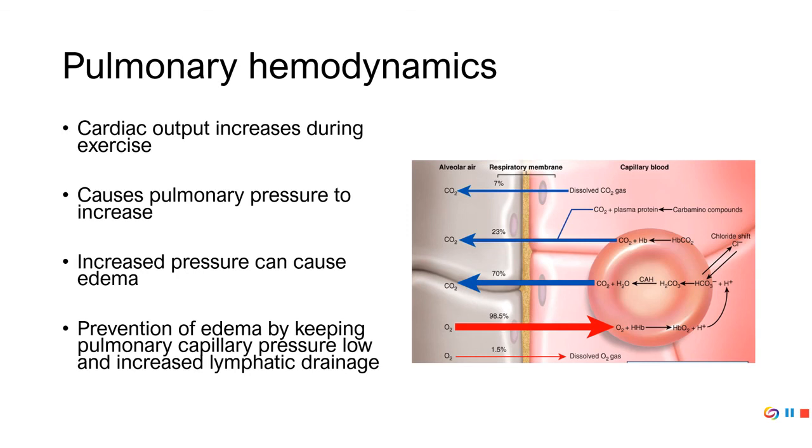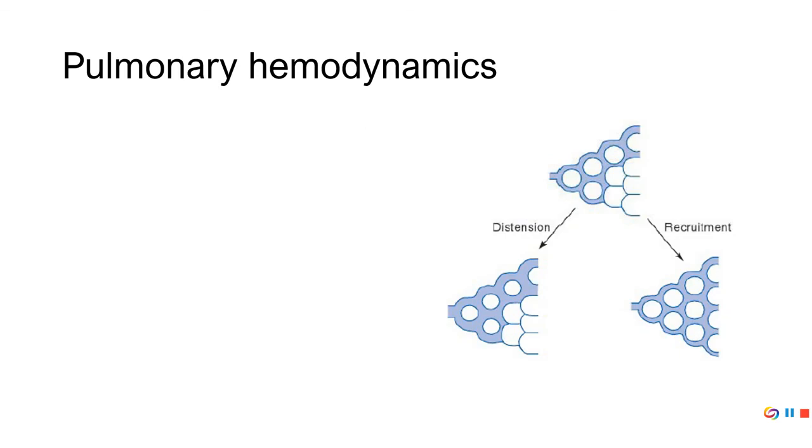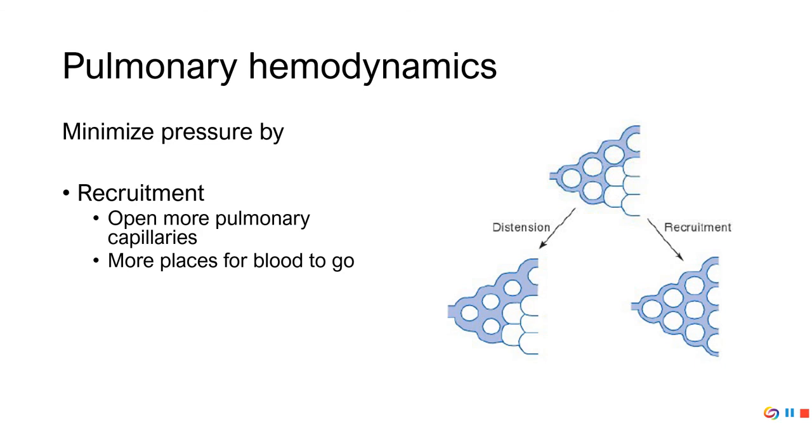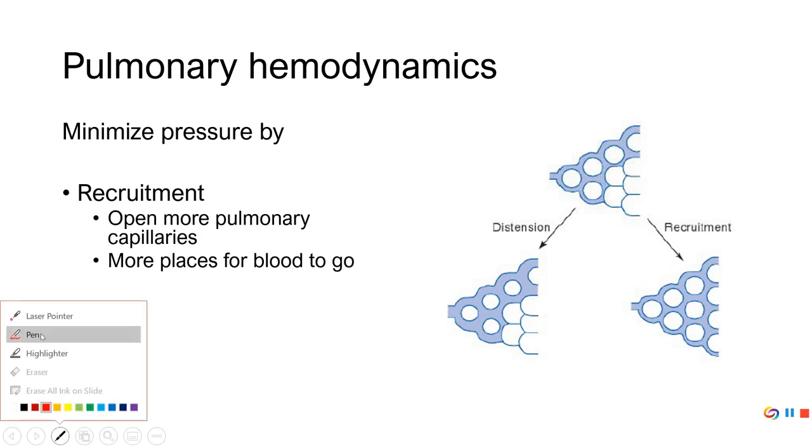And one of the things that also helps is the lymphatic system helps to drain and move away some of that excess fluid that might leave. The best way, or kind of the adaptation that your lungs have, is they do two things to reduce pressure. The first one is recruitment. And so we're showing that over here on the right side.